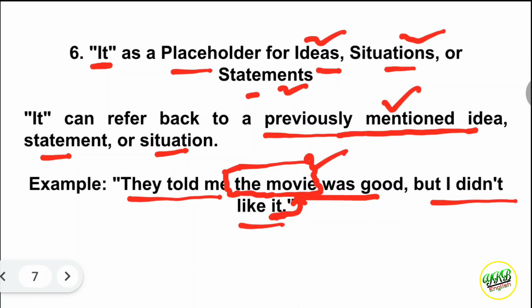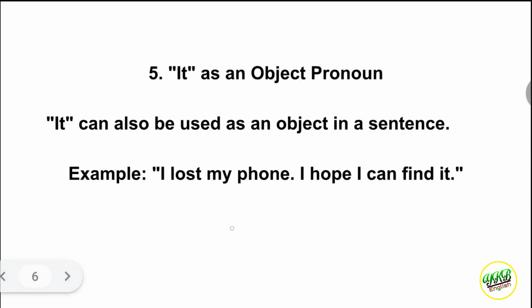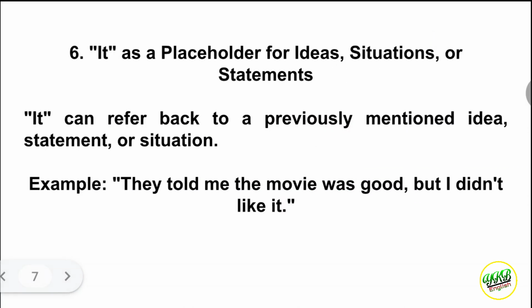I think our fifth use and sixth use are similar. Our fifth use is as an objective pronoun and our sixth use is as a placeholder for ideas, but they are the same, because we use "it" as an objective pronoun, as a placeholder for ideas, situations or objects. Let's see the next use.